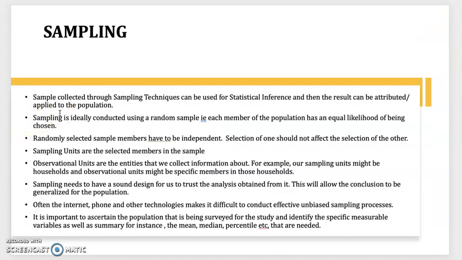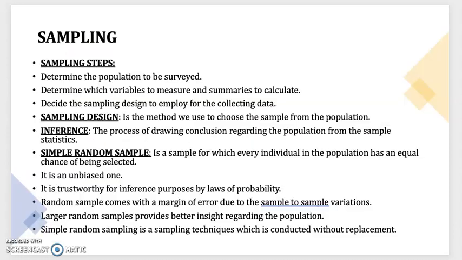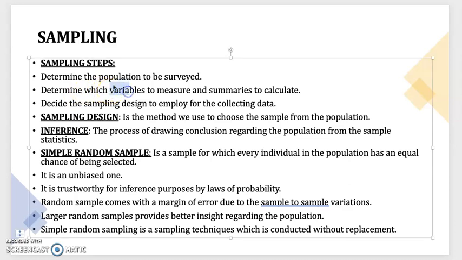collect the data. When we do the sampling, we need to know we have some sampling steps. The first thing we need to determine is the population to be observed, to be surveyed. Then we will determine which variable to measure and summarize to calculate. That's why you need to know what kind of data your variable is. Then you will decide the sampling design to employ for collecting the data.